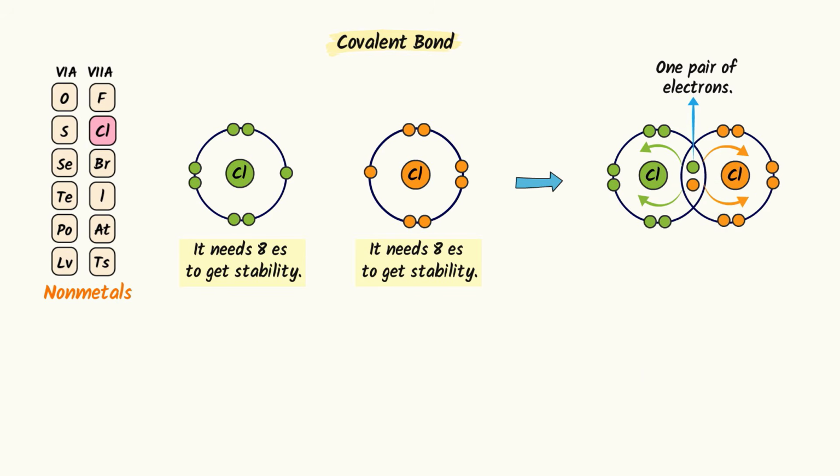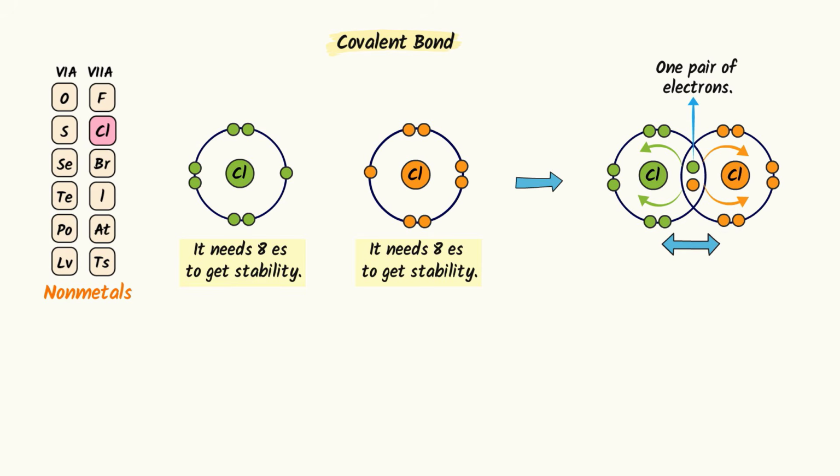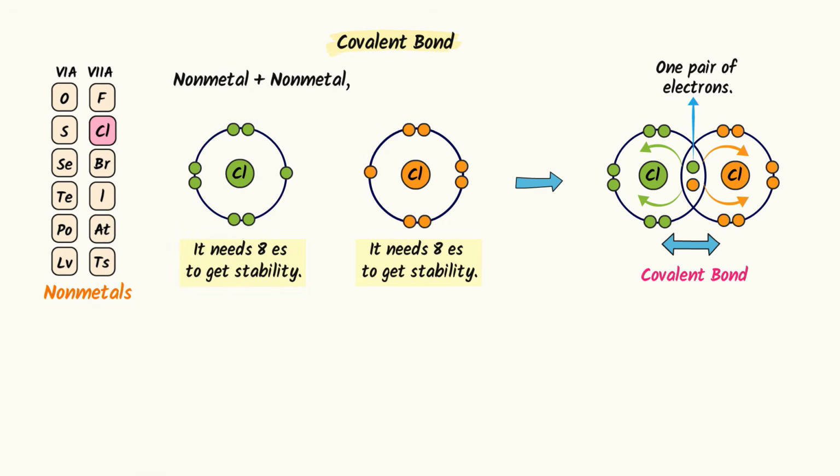Now there are 8 electrons present in the outermost shell of this chlorine atom, so it is stable. Also, there are 8 electrons present in the outermost shell of this chlorine atom, so it is stable. Here, the chemical bond between these 2 chlorine atoms is called covalent bond. In simple words, covalent bond is formed between non-metals where 2 or more atoms mutually share electrons.